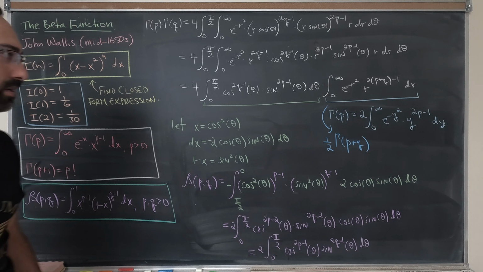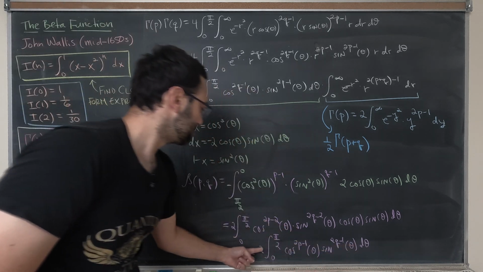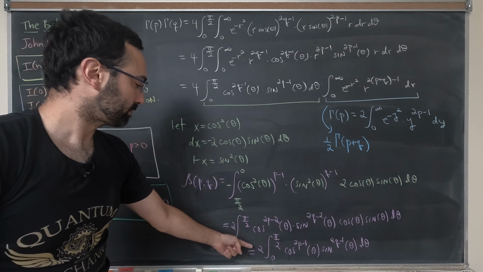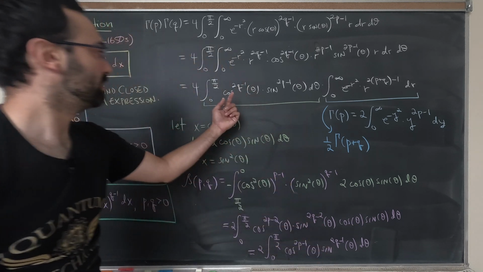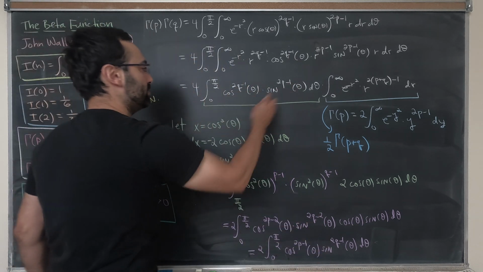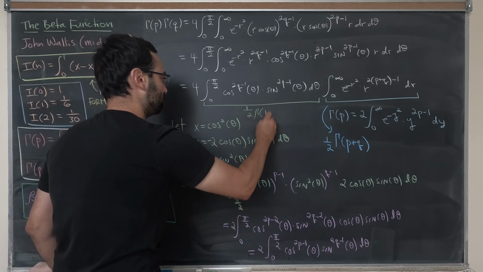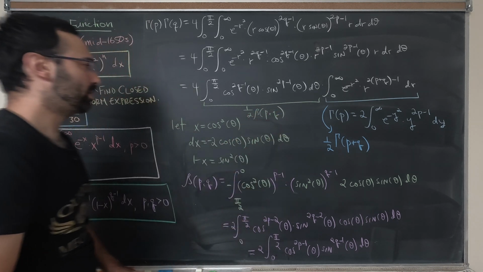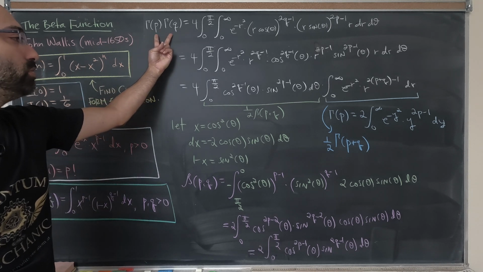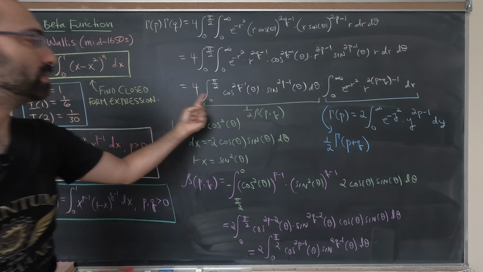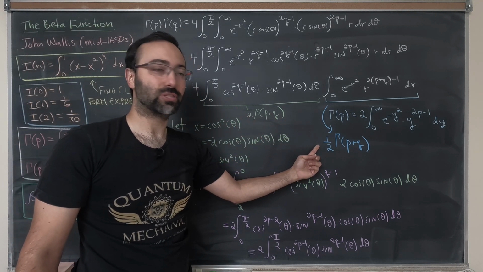Well, what is that? We'll look back here in green. These match except for this factor of 2. So that means this result here is just twice this. So this is half of the beta function. Okay, great. So notice we have the product of gamma of p and gamma of q equals 4 times half of the beta function times half of the gamma function at p plus q.